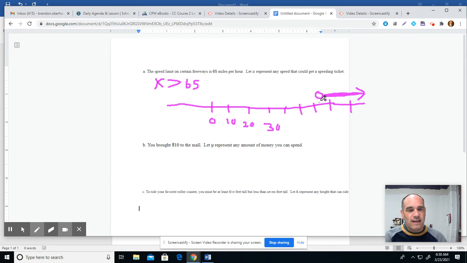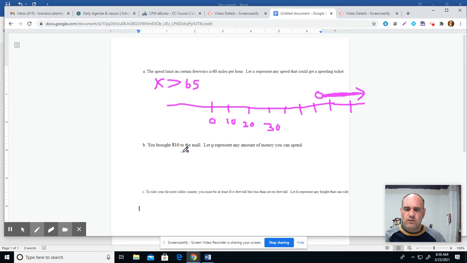Notice I left an open circle because I don't want 65 to be part of my solution. If I go 65, I don't get a ticket. It's only the numbers that are past 65. If I go 65 and a half, then I could get a ticket. Okay, so I've done my symbols and I did my graph.